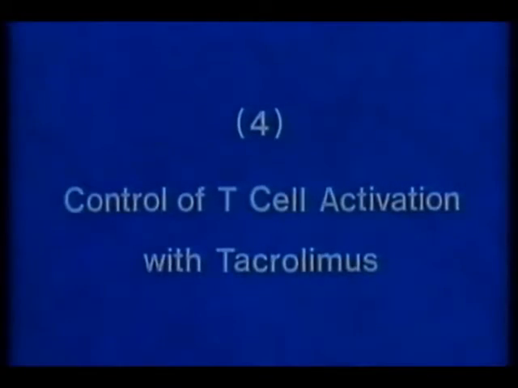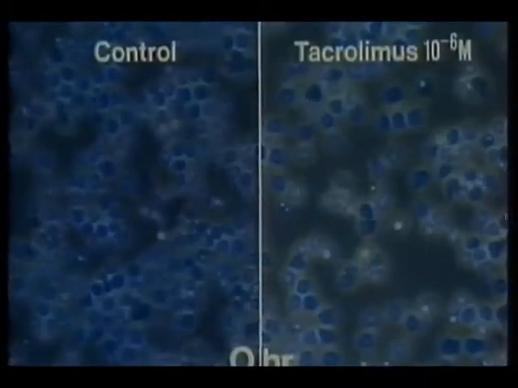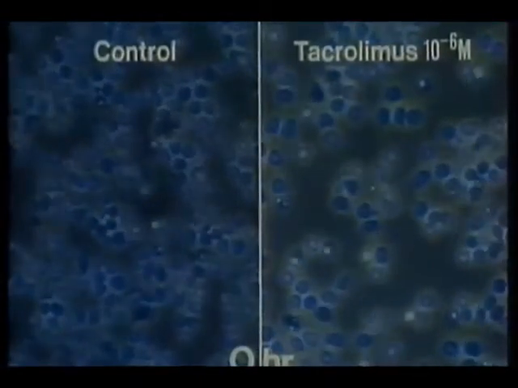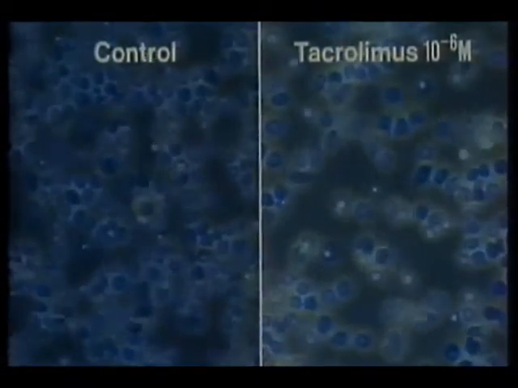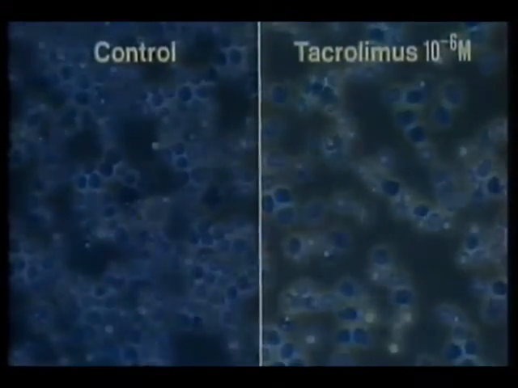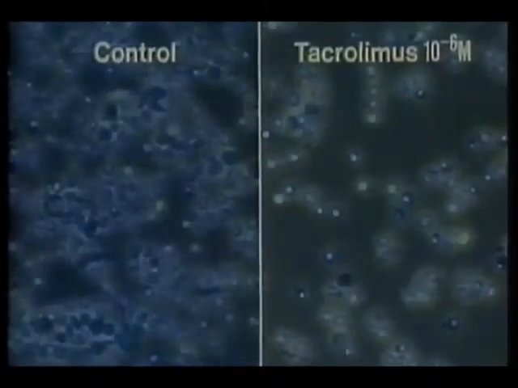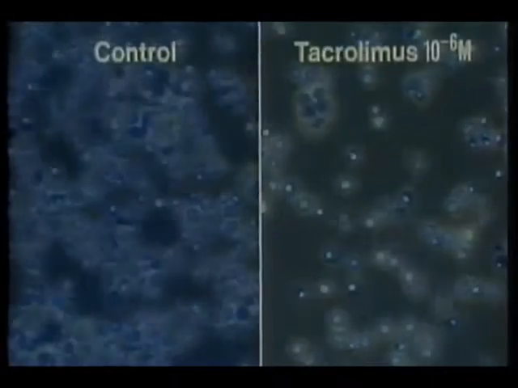Tacrolimus is a newly available immunosuppressant drug which can control this immune reaction response. Tacrolimus controls the activation of T cells. On the left of the screen are lymphocytes, which have been activated by helper T cells, as we saw before. Among the small round lymphocytes, the large active cells are steadily increasing.